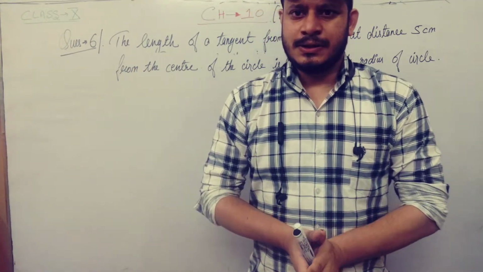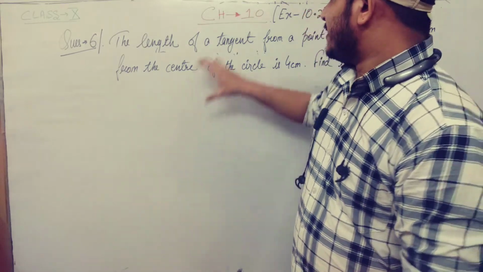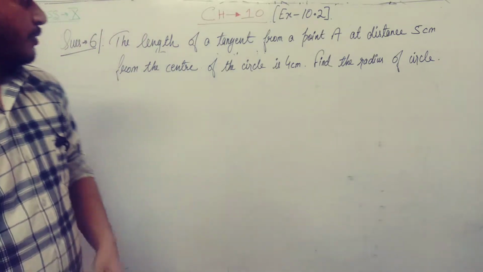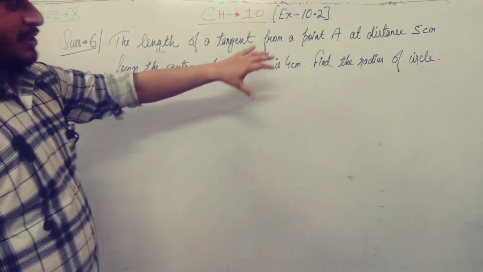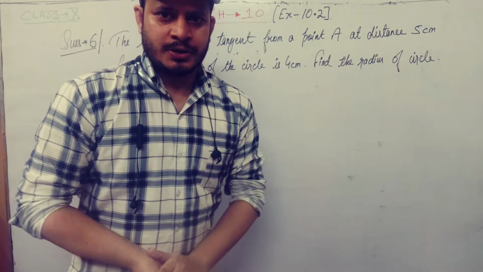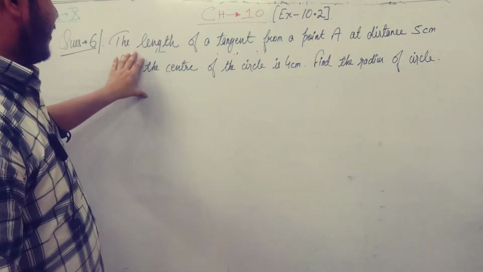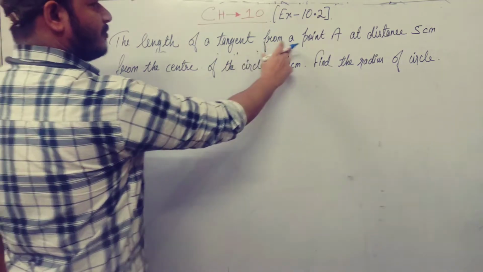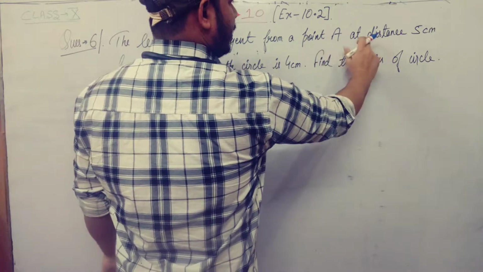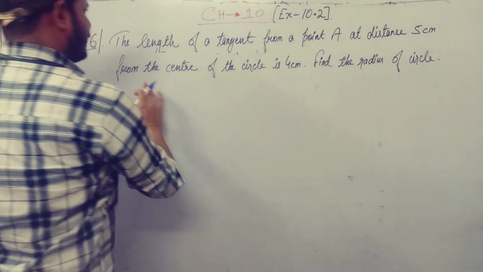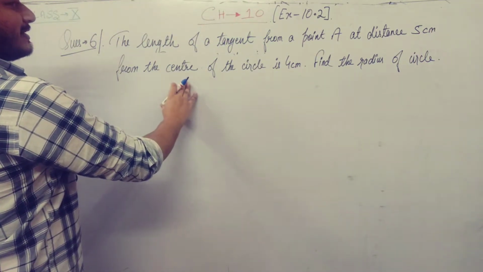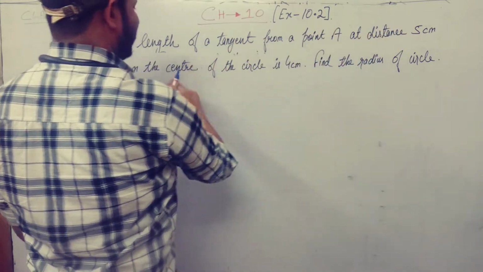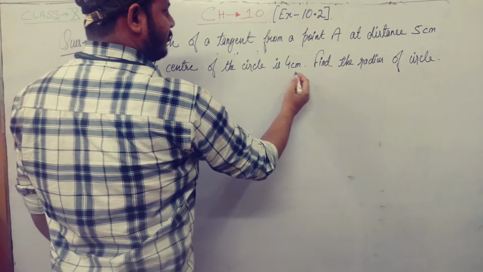This is Rehan sir and we are discussing chapter number 10, that is circle. Today we will move forward and do question number 6 of exercise 10.2. In this question we are given the length of a tangent. The length of a tangent from point A at a distance of 5 centimeter from the center of a circle is 4 centimeter.